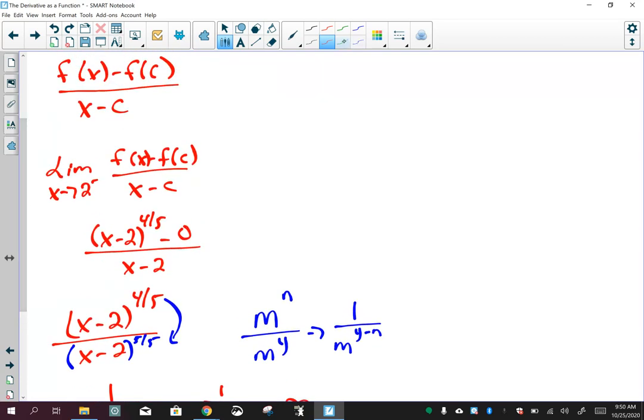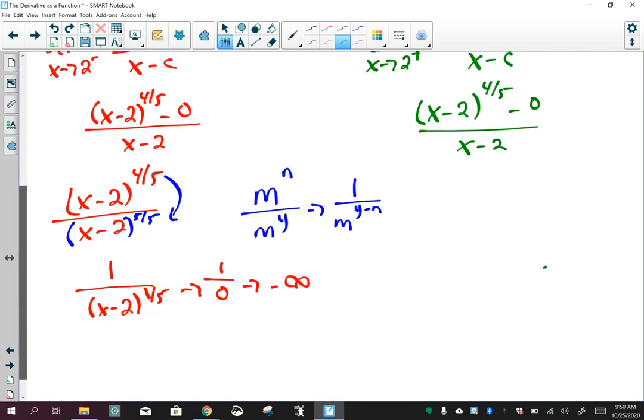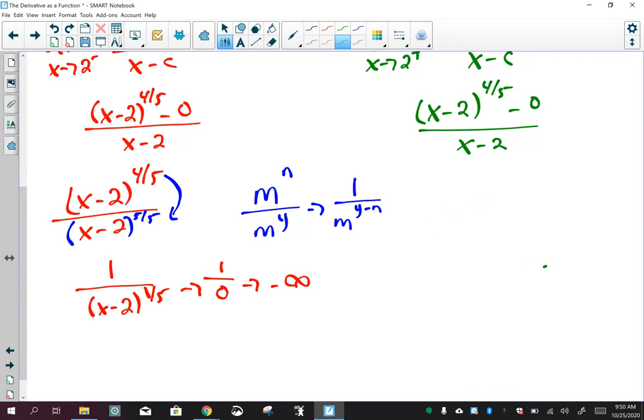So same thing on the other side. The limit as x approaches 2 from the positive side of f of x minus f of c all over x minus c. That's going to generate (x minus 2) to the 4/5, again with that 0, all over x minus 2. So it's going to be the same thing as what we have over here. When I get down to this piece right here, I get (x minus 2) to the 1/5, and when I run it to 2, I get 1 over 0.